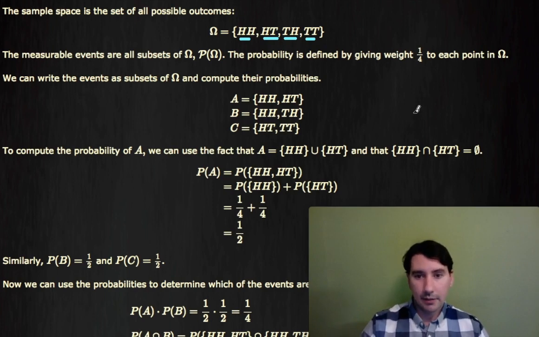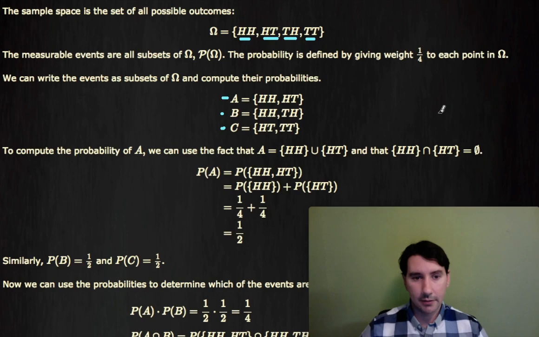We can write the events as subsets of the sample space. So A, the event that the first flip is a heads, would be the outcome of getting heads heads or the outcome of getting heads tails. B, the event that the second flip is a heads, is either the outcome of heads heads or tails heads. And C, the event that the second flip is a tail, is either the outcome heads tails or tails tails.